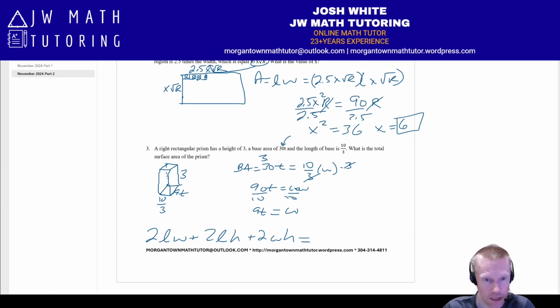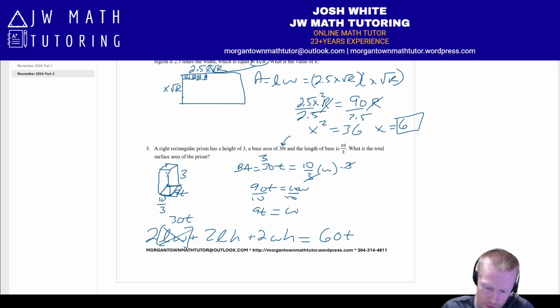Notice that the length times the width down here, that's just the base area. So this is really equal to 30t. So we can just substitute that in right away. So that's just going to be 60t total.